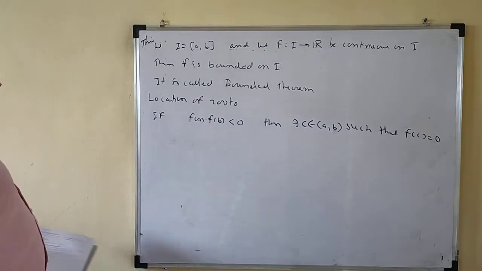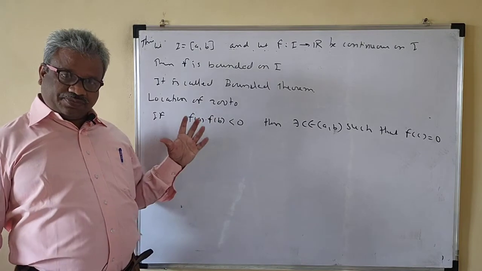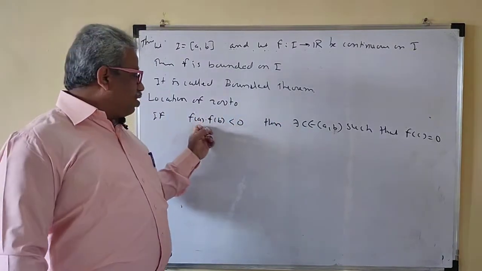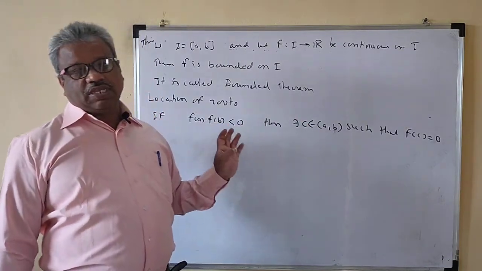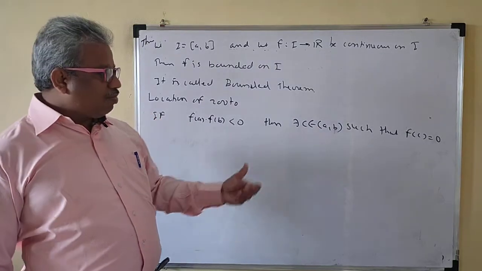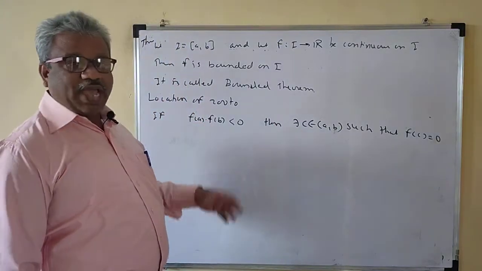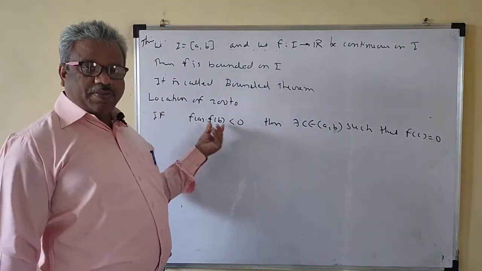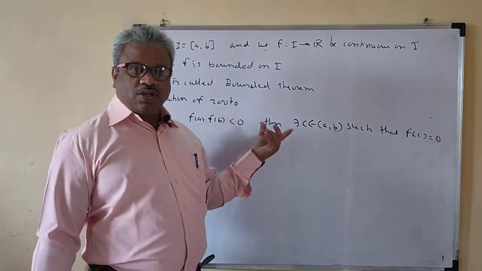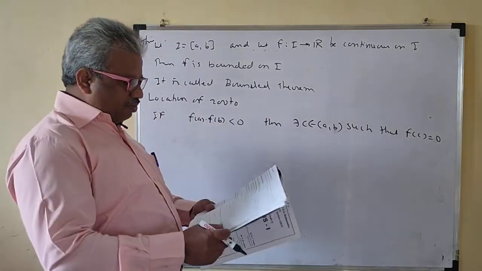That means if the product of f(a) and f(b) is negative, then there exists c belongs to the open interval (a, b) such that f(c) = 0. That means c is a root of the equation, and c lies between a and b. So f(a) and f(b) have opposite signs, then there is a root of f which lies between a and b. Okay, so this is the important theorem.